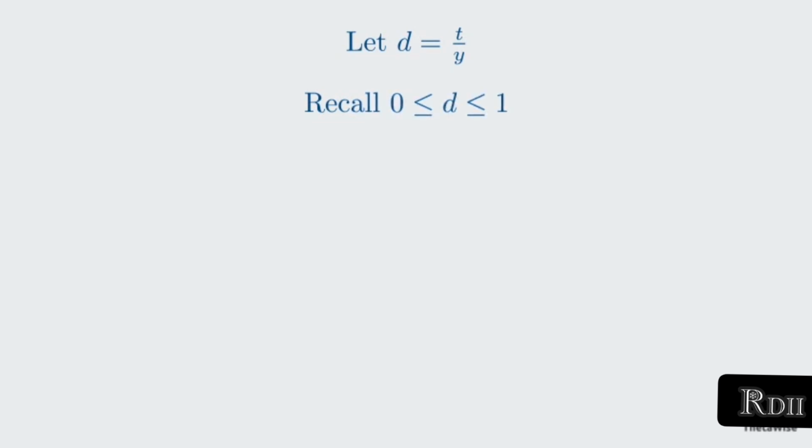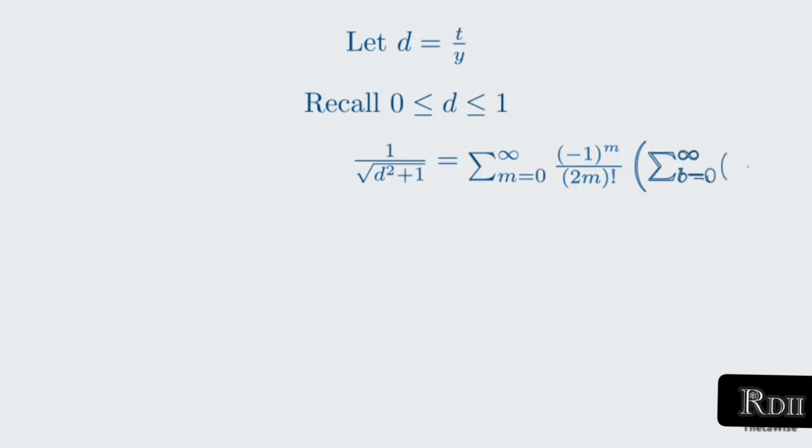Now let's take a deep breath and combine our equations. On the left side, we have our expression for cosine of theta, written in terms of d. This is 1 over the square root of d squared plus 1. On the right side, we start with the cosine series, but instead of x, we plug in our entire series for x in terms of d. This gives us a double summation, which might look intimidating, but we will simplify it.